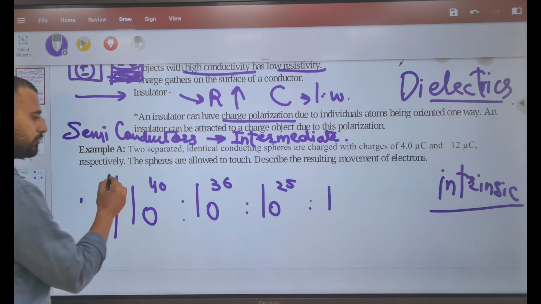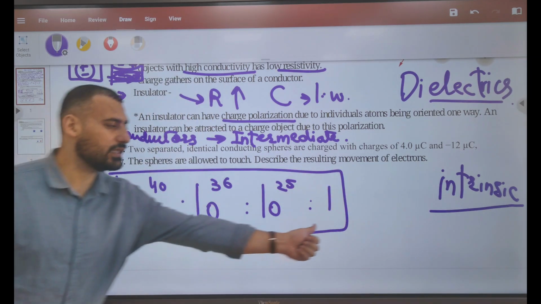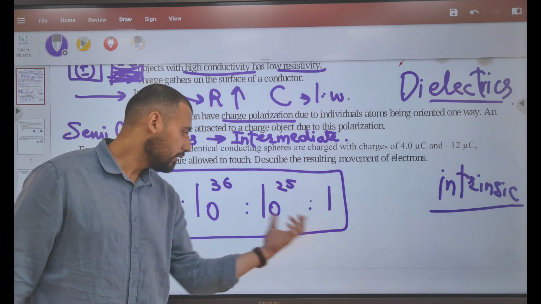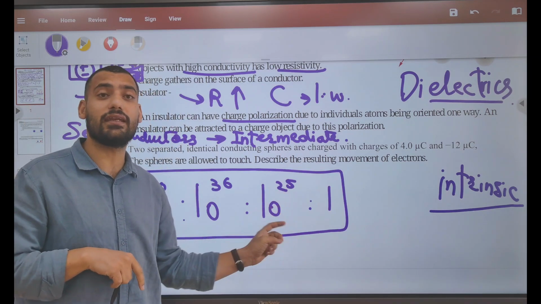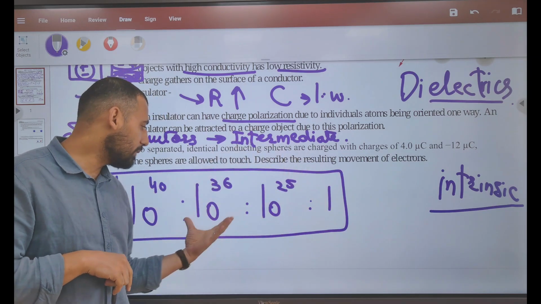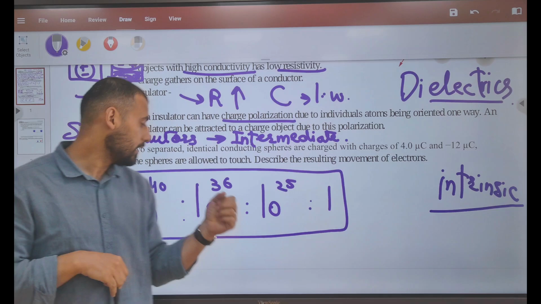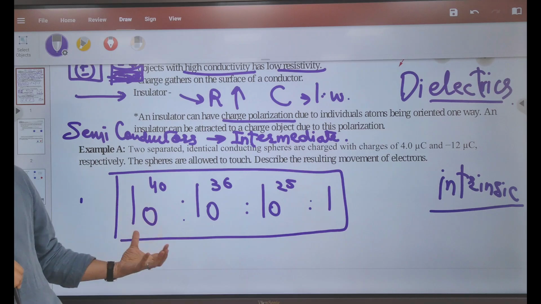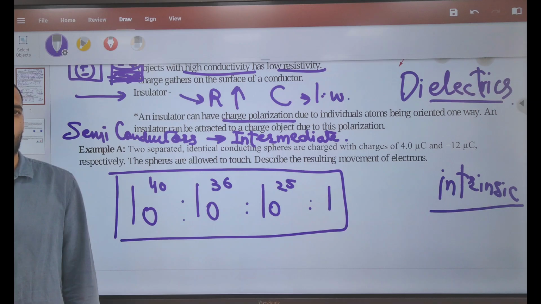See, this is the ratio of the four forces. This is the gravitational force, the weakest force. See how weak it is? The weak nuclear force is 10 raised to the power 25 times stronger than gravitation. Electromagnetic force is 10 raised to the power 36 times stronger than the gravitational force. And the strong nuclear force is 10 raised to the power 40 times stronger than the gravitational force. See how strong the nuclear force is.